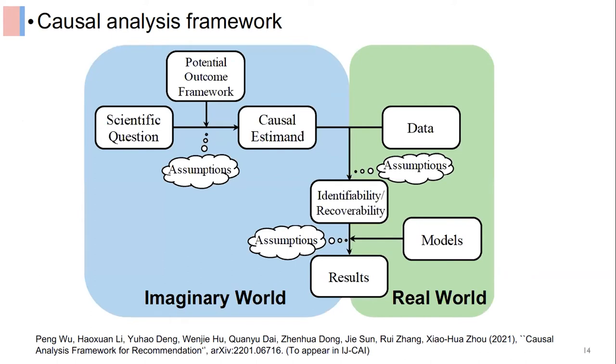This figure describes the relationship of the three steps in the causal analysis framework: step one, step two, and step three. The potential outcome framework is mainly used to define the causal estimand in step one. It should be noted that the first step exists in the imaginary world, while the data and the models exist in the real world. Essentially, causal problems are counterfactual and exist only in the imaginary world. What causal inference does is to build a model with real world data to answer the counterfactual questions.